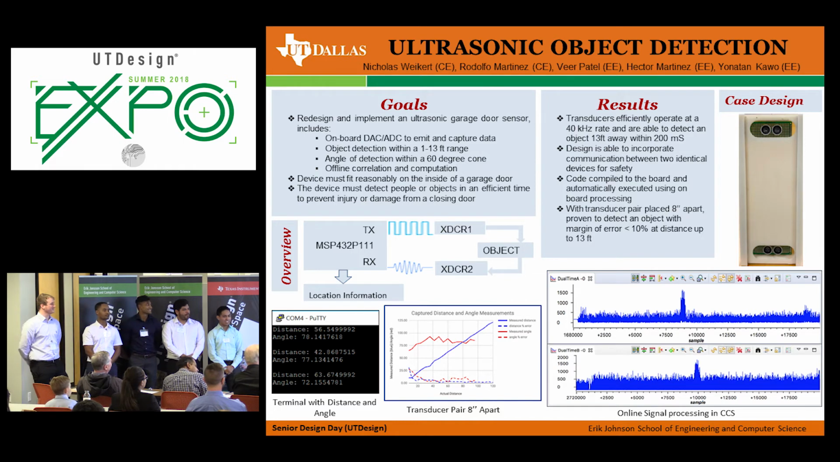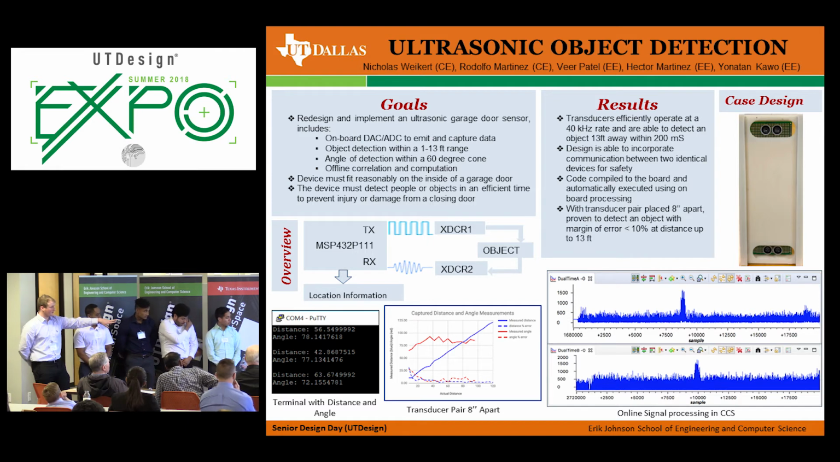What kind of accuracy in terms of angle and position detection were you able to achieve? We actually have two dashed lines on the graph there. One of them, I believe the red one, is the angle accuracy, and the blue one is the distance accuracy.